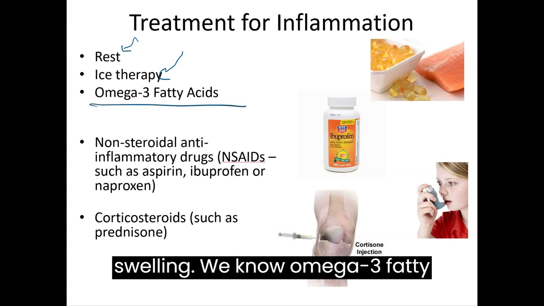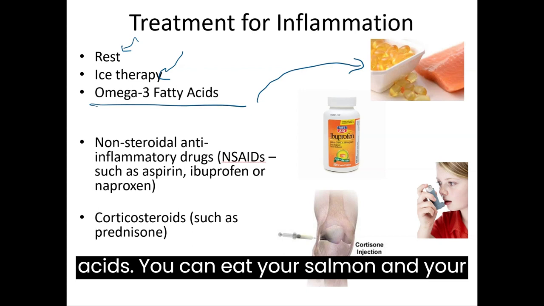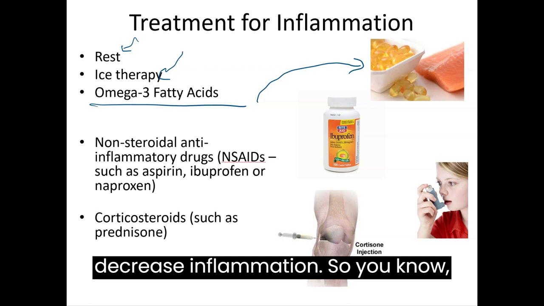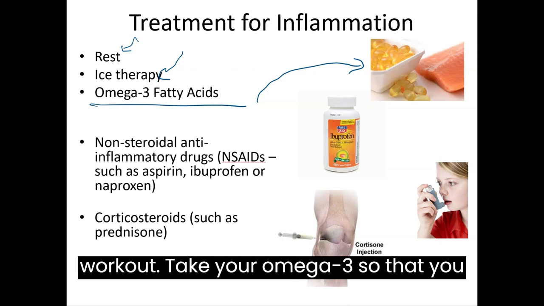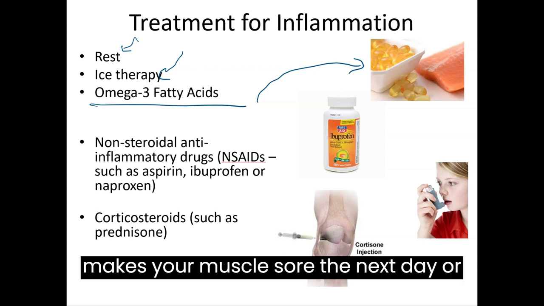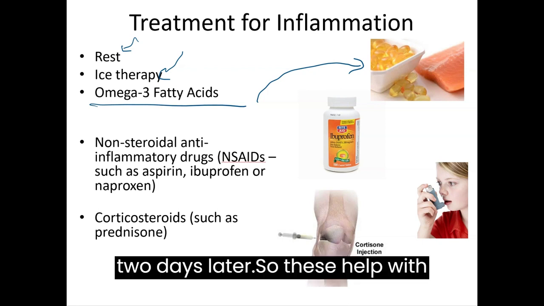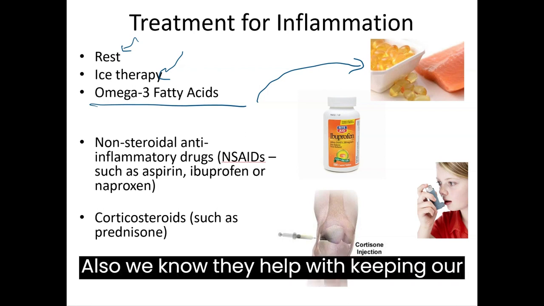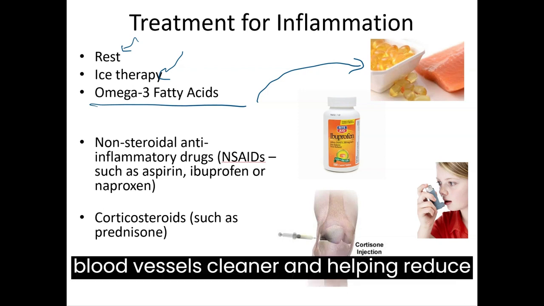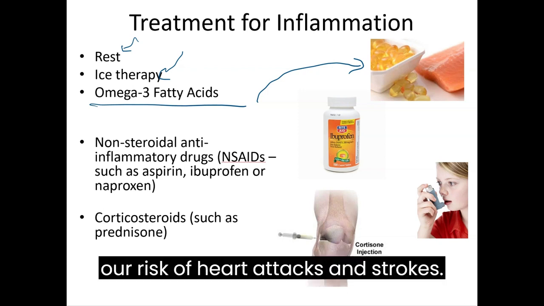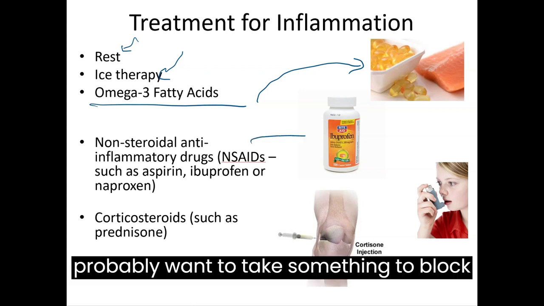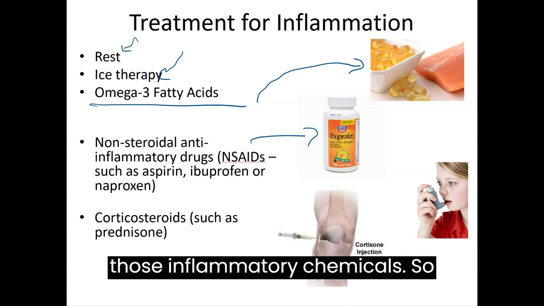We know omega-3 fatty acids. You can eat your salmon and your tuna, or you can take them as a supplement. These have been proven to decrease inflammation. So, maybe you go and you have a really hard workout, take your omega-3 so that you decrease the muscle inflammation that makes your muscles sore the next day or 2 days later. So these help with general inflammation. Also, we know they help with keeping our blood vessels cleaner and helping reduce our risk of heart attacks and strokes.